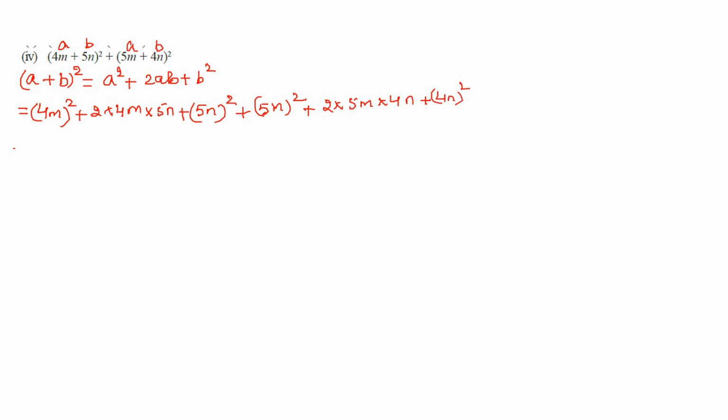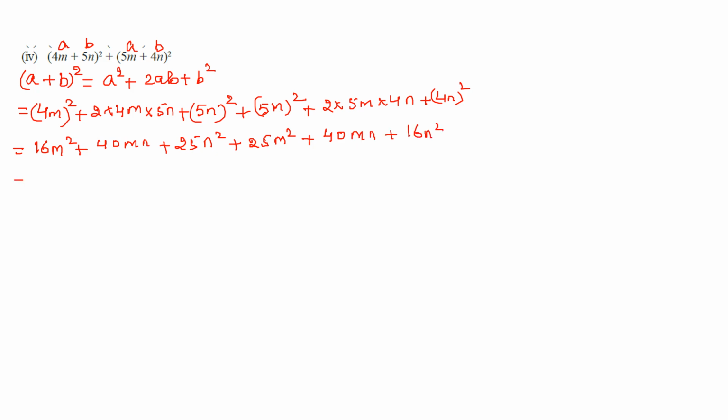Now (4m) whole square will give me 16m square, plus 2 4s are 8, 8 5s are 40mn, plus 25n square, plus 25m square, plus again 2 5s are 10, 10 4s are 40mn, plus 16n square.